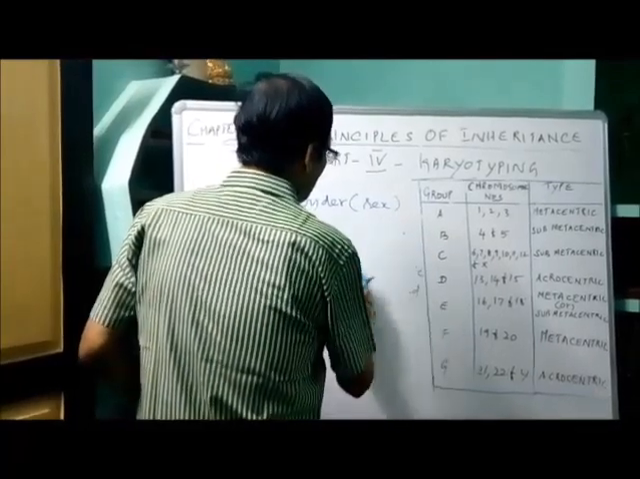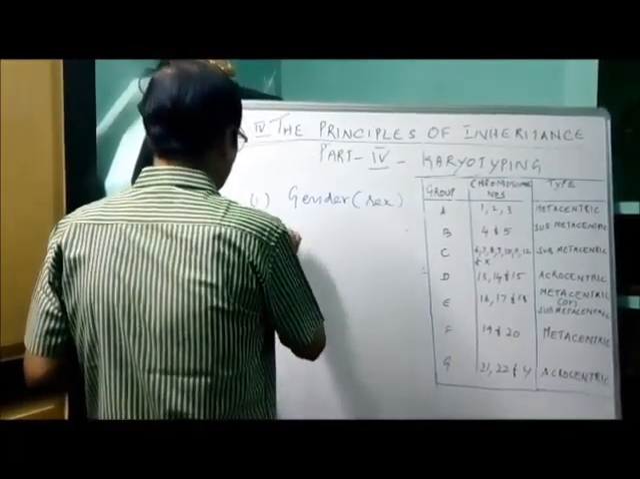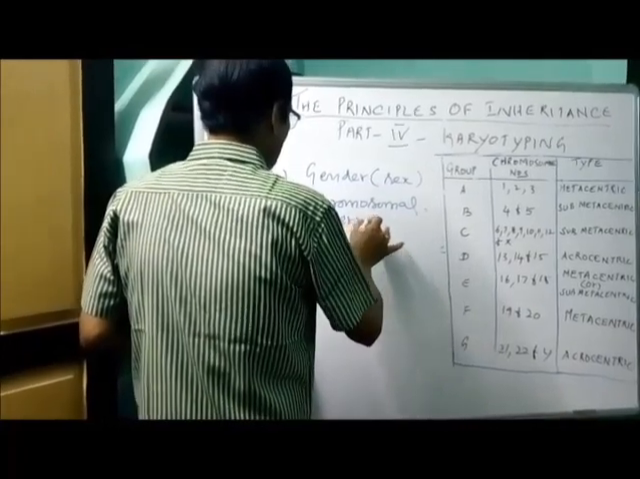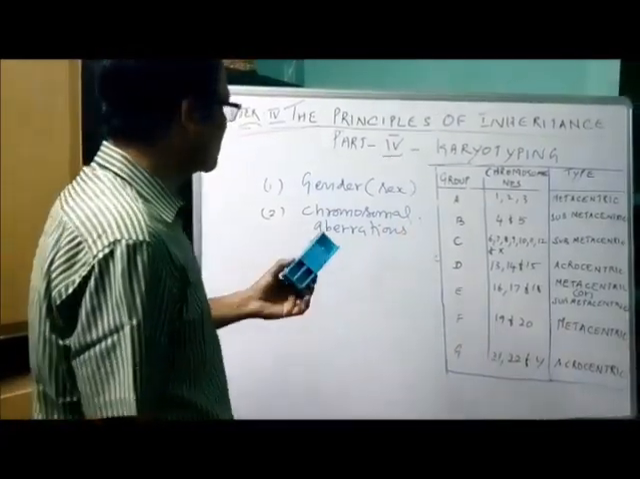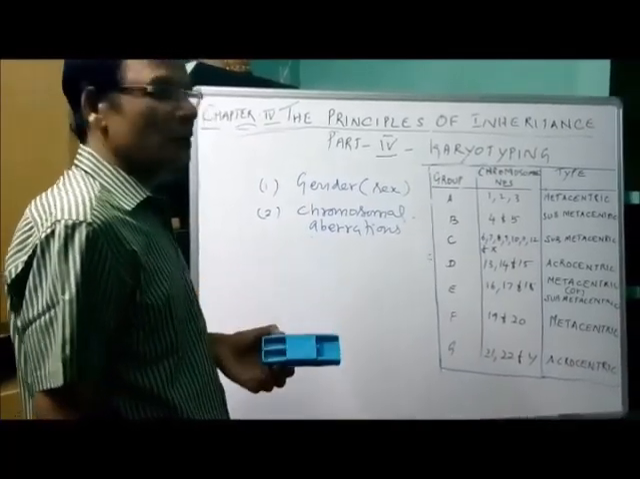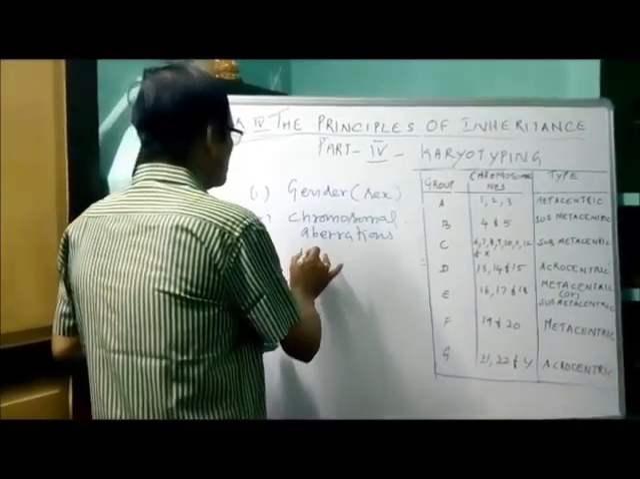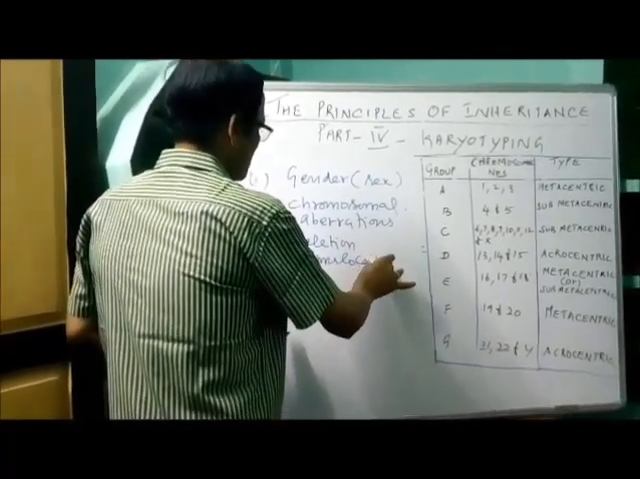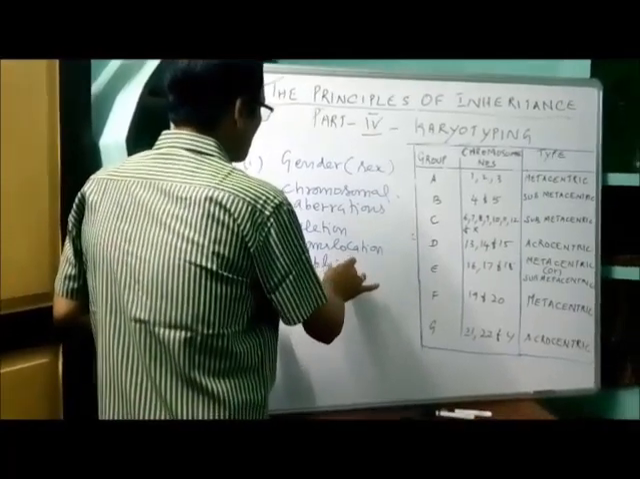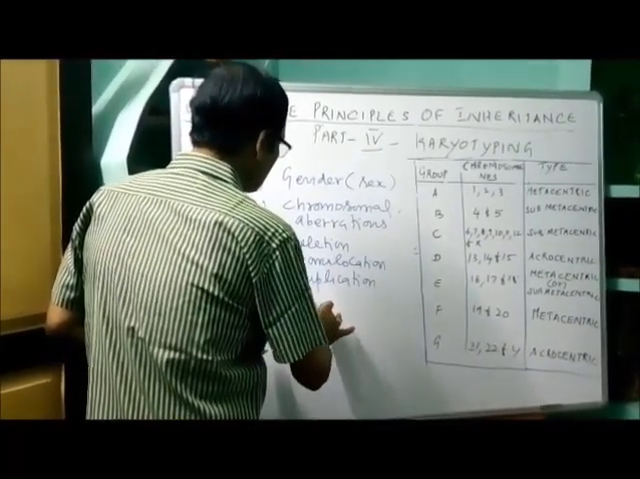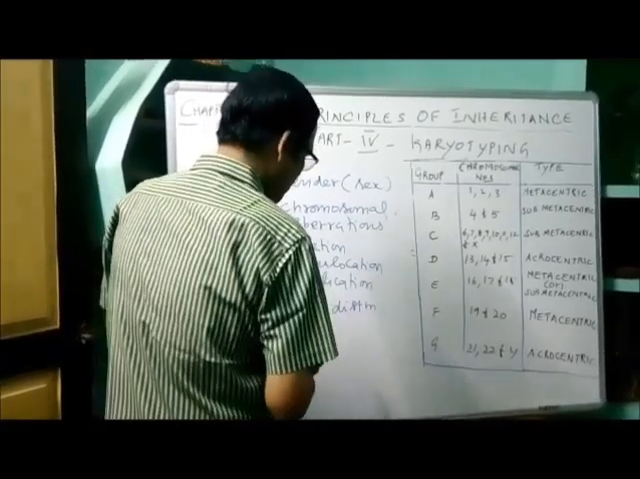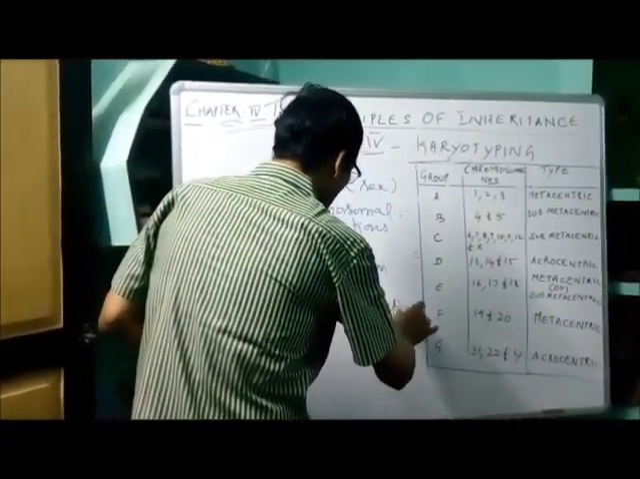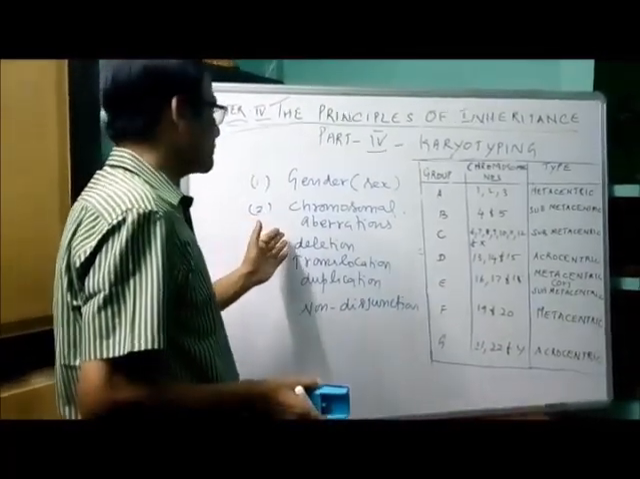Number two, we have a number of chromosomal aberrations. This is nothing but actually mutations of the chromosomes. So chromosomal aberrations are of different types. It may be deletion, or translocation, or duplication, and also we can find out what is called non-disjunction. I'll tell you what non-disjunction is later. And the sex chromosome aneuploidy is the phenomenon of non-disjunction. So these are all what we call the mutations in the chromosome.